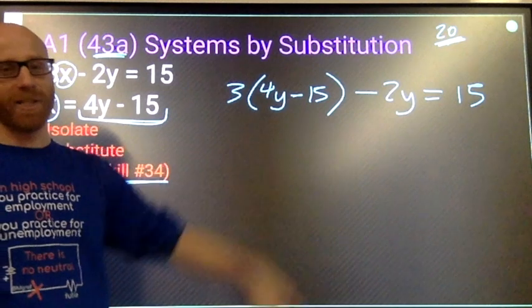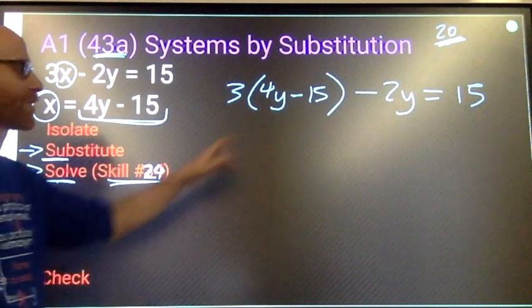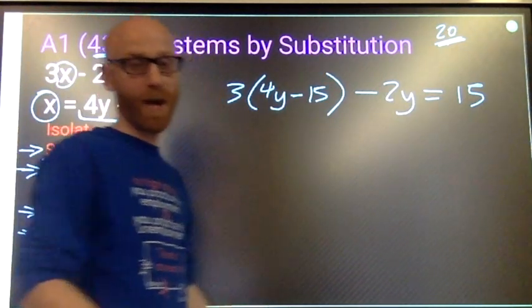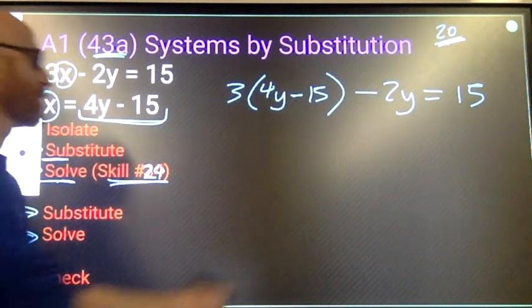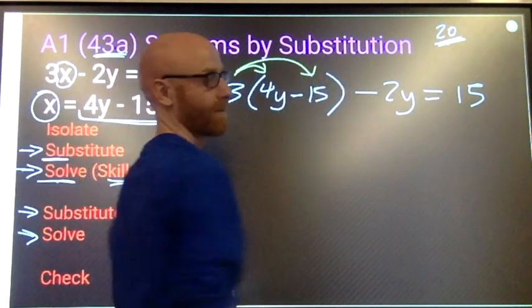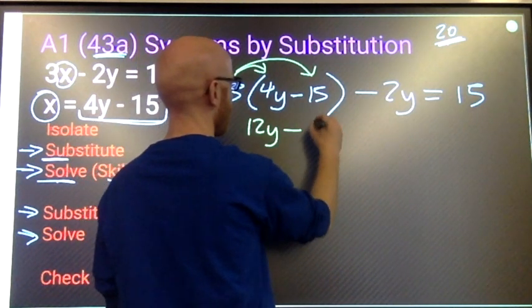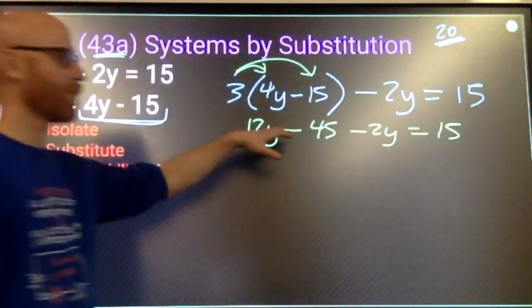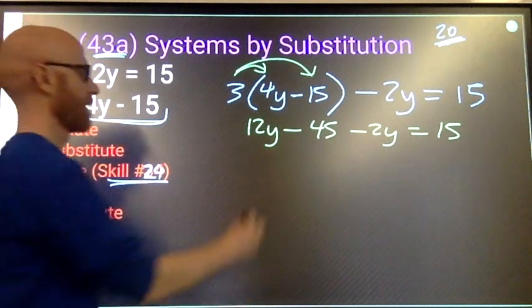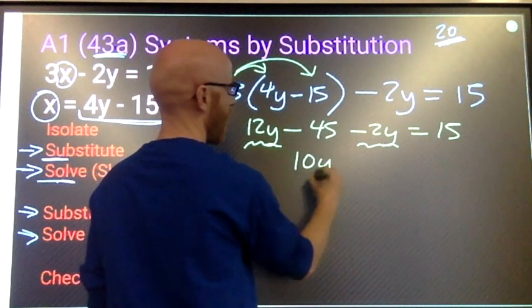You've already dealt with these. Actually, you don't even need skill 34. You dealt with this in skill 24 because all my y's are on one side of the equation. So, go back to skill 24 if you need to review. We distribute, combine like terms, opposite operations. Distribute: 3 times 4 is 12, 3 times 15 is 45. Distribute, combine like terms: 12y's minus 2y's is 10y's.